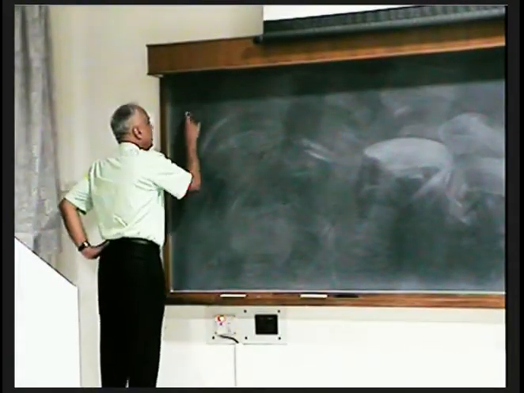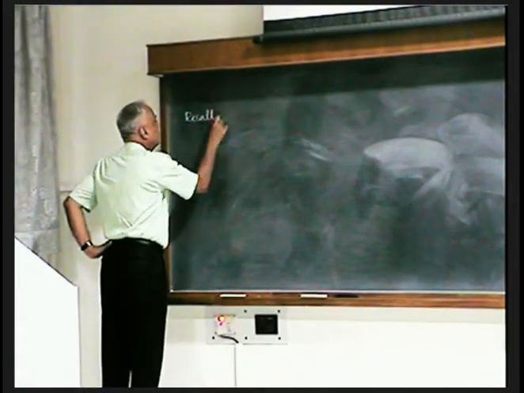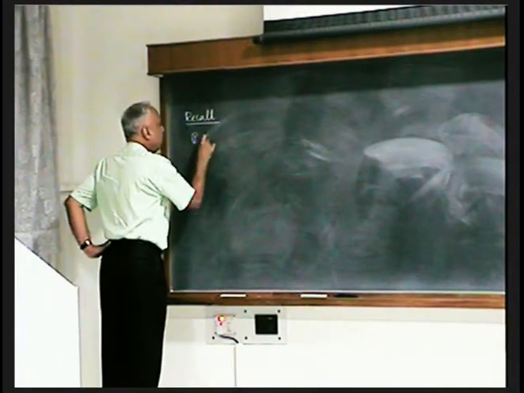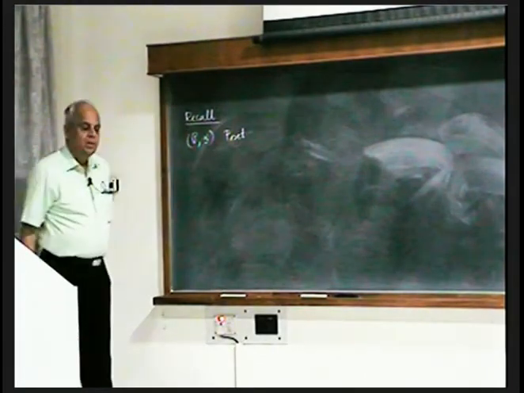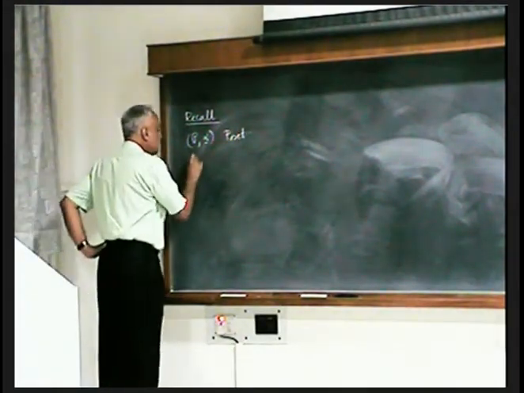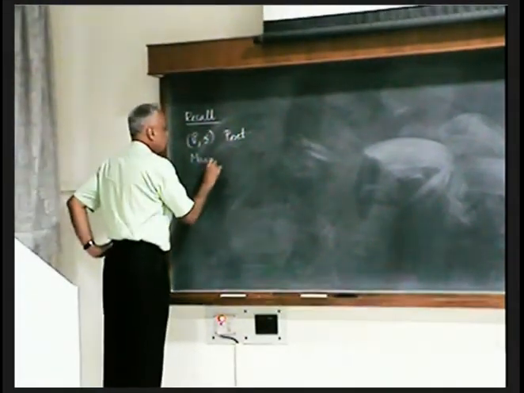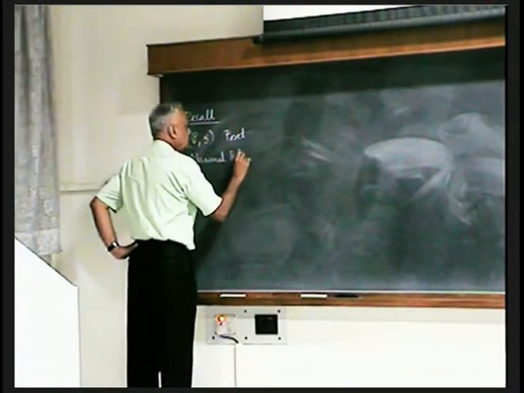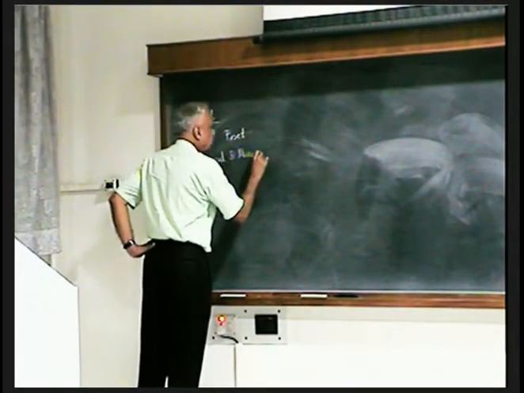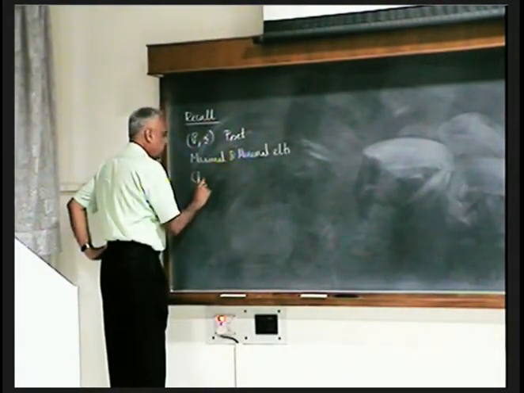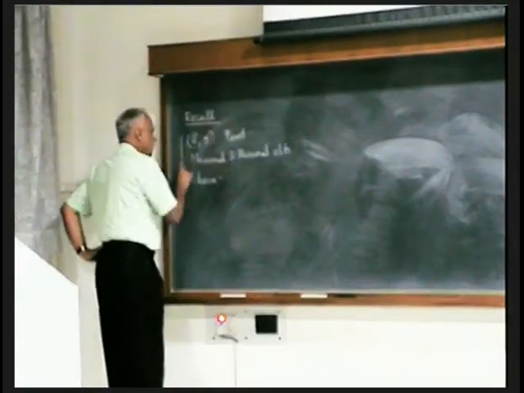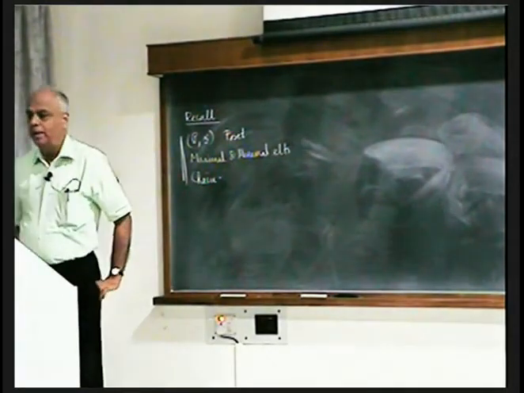Let us recall what we did. First we had the notion of a partially ordered set. Then we introduced the notion of maximal and minimal elements. We introduced the notion of a chain. These were the fundamental ideas.